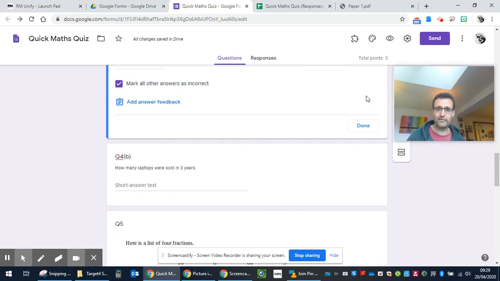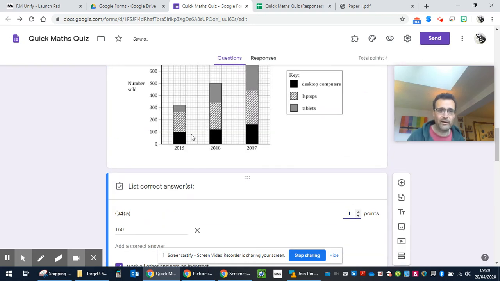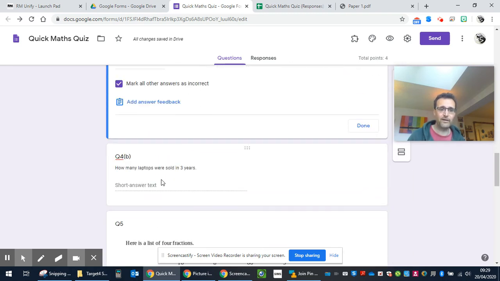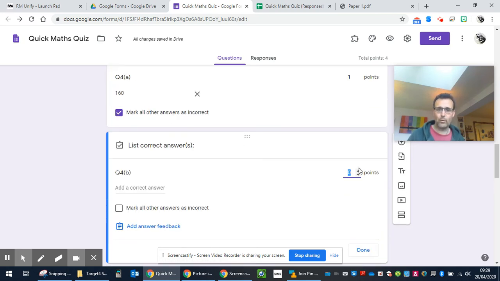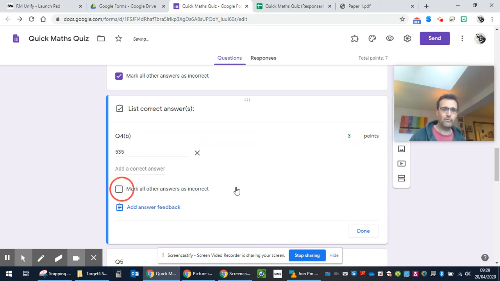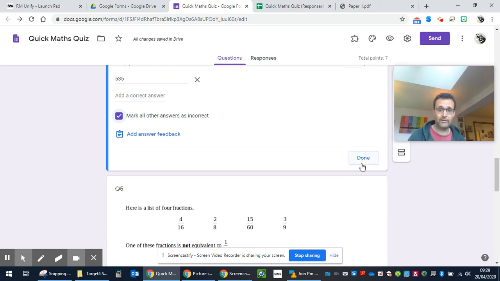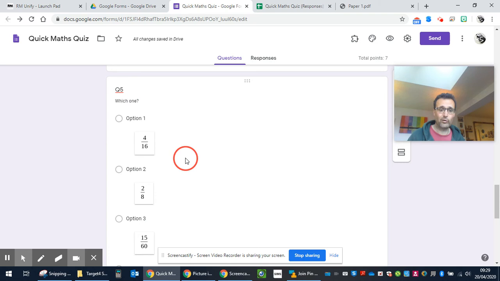And how many laptops were sold in 3 years? I forgot to put how many marks it is, didn't I? How many laptops were sold in 1 year? So I'm going to add the 160 there, the number there, the number there, and get 535. Trust me, I'm a mathematician. So answer key. Actually, this one's worth 3 points because there's more work to be done. 535. Everything else is wrong. The downside, of course, is there's no partial credit allowed here. And done.